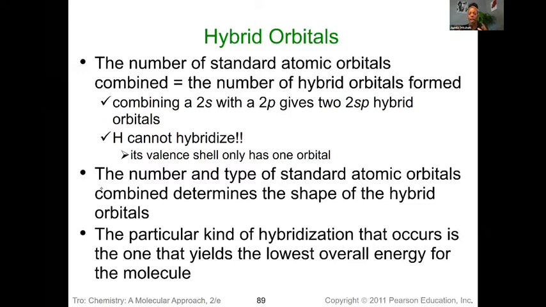Most atoms can hybridize except for hydrogen, which will only have that s orbital present. And the number and type of standard atomic orbitals combined determines the overall shape of the molecule that you would have. And the particular kind of hybridization that occurs is the one that yields the lowest overall energy for a molecule.